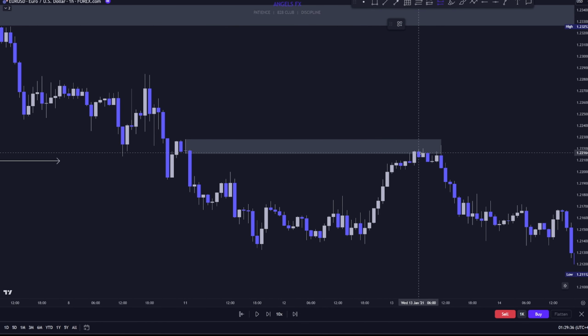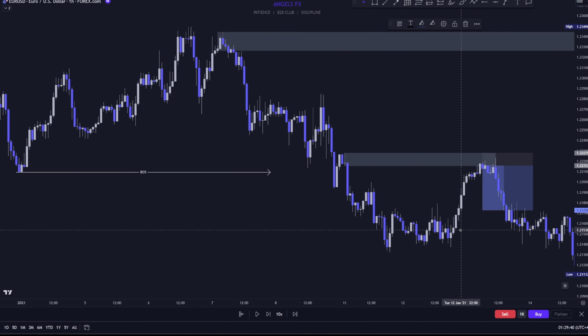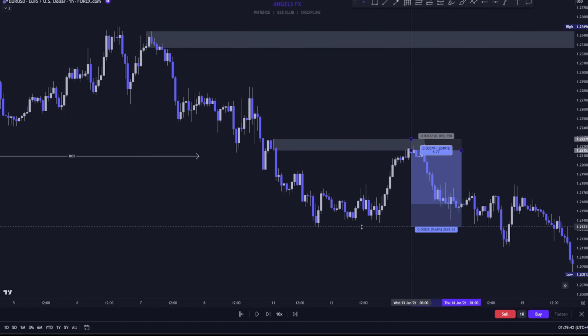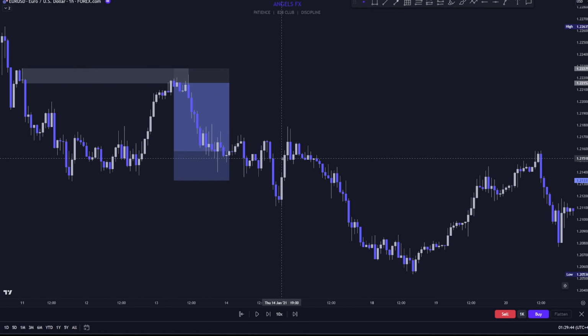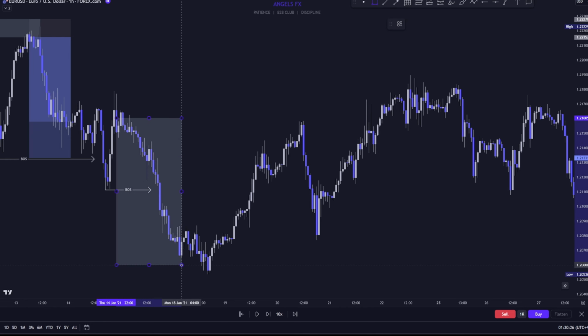So you would enter here. Our entry price would be here, stop loss here, and our take profit at its lows. 1 to 6. Excellent. Beautiful. Nice.